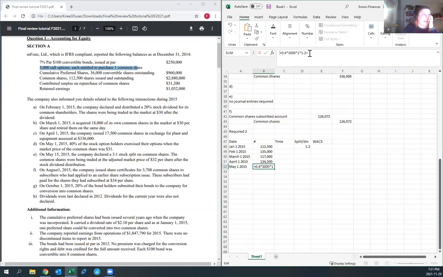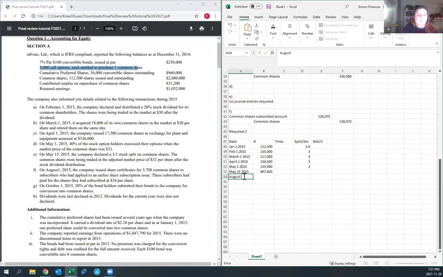Plus your balance on April 1st. All right. And then on May 15, the company declared a 3-for-1 stock split on common shares. So the balance of your shares tripled, and you're going to want to reflect that on every balance of shares from before May 15. So I'm going to put here 3, 3, 3, 3, and on January 1st, you're going to do 1.2 times 3.